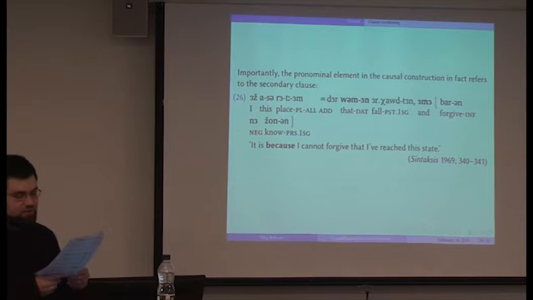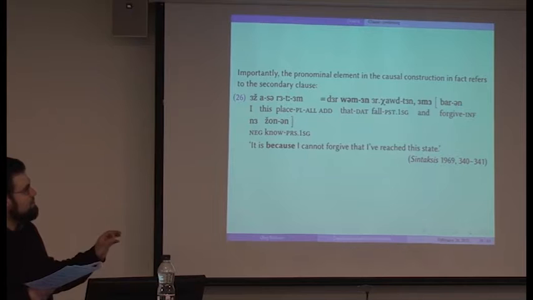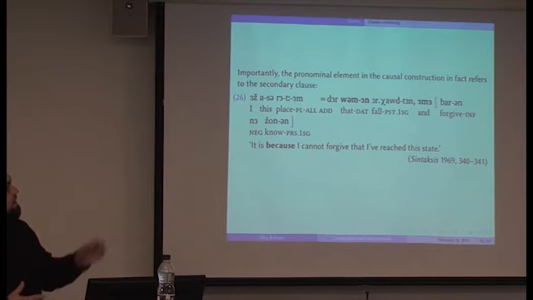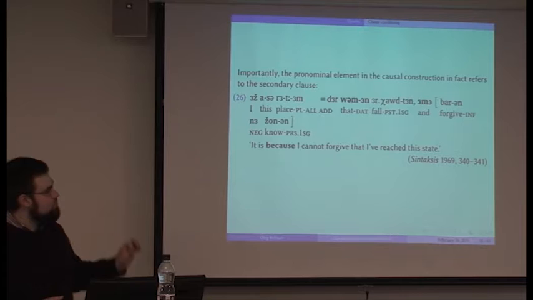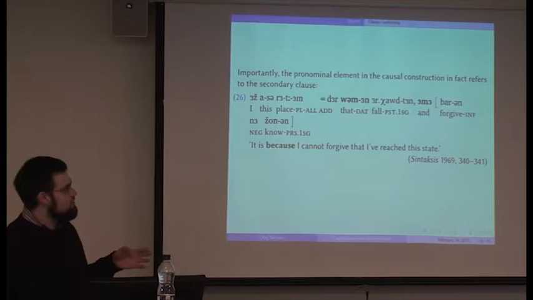This is example 26, and literally it means, I have reached this place to that, I these places to that have reached, and I don't know how to forgive. So here, to focus the subordinate clause, we just move the dative form of the pronoun into the focus position preverbally, but the conjunction stays in the same place. So the marker of close linkage in the purely linear and structural sense is "and", it's not the dative pronoun.